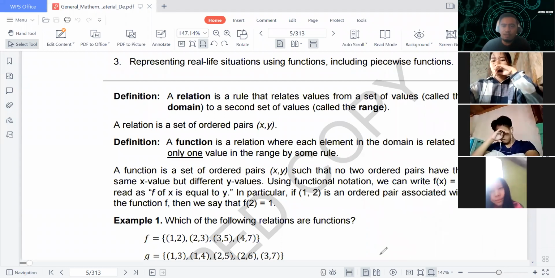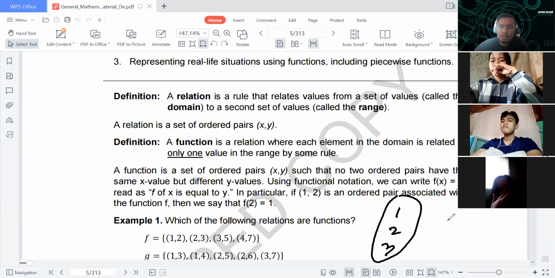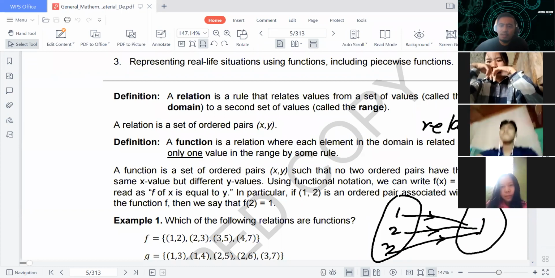Okay, I will have another example. Say for example, I have this. I have 1, 2, 3. I assign all of them to 1. Is it a relation? Yes, this is a relation.